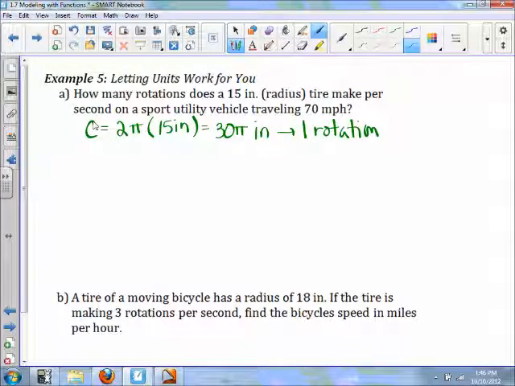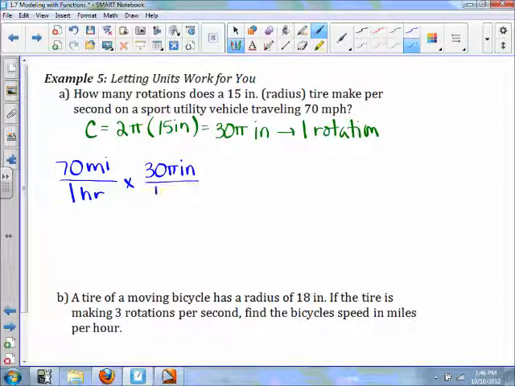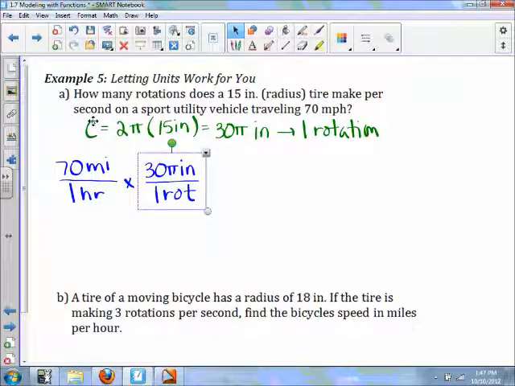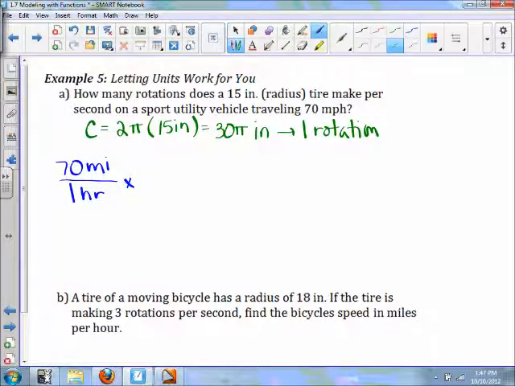So we know that it's going to go 70 miles in 1 hour. We also know in one rotation, 30 pi inches in one rotation. Now what we need to do is find how many rotations it's going to do. Actually, we're going to have to flip this one around a bit, because I need rotations on top. So we're going to start multiplying these. Now we're going to get rid of miles and inches.